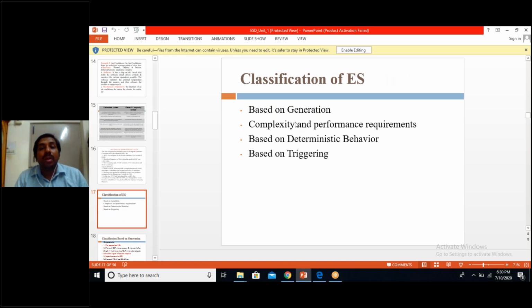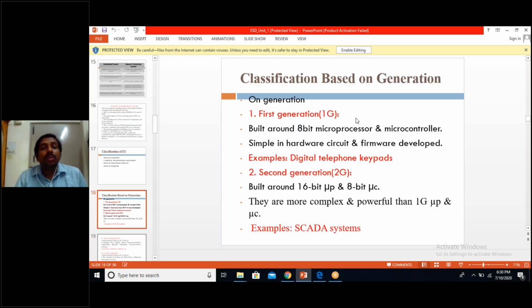Classifications of embedded systems. You can classify embedded systems based on generation, based on complexity and performance requirements, based on deterministic behavior, and based on triggering. First, classification based on the generation.